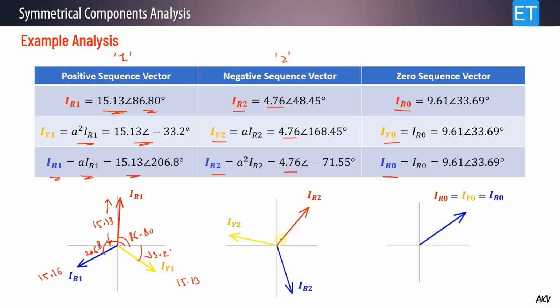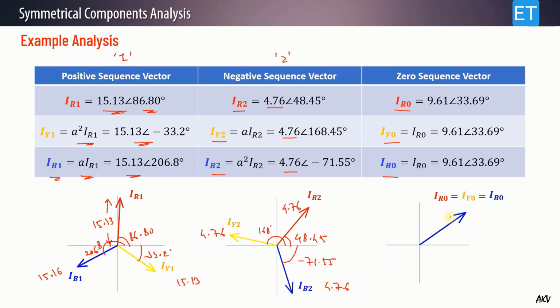Similarly, in the negative sequence vectors, IR2 is 4.76 and its angle is 48.45. Then IY2 is 4.76 and its angle is 168, so the magnitude is the same. And this blue one is at minus 71.55, with magnitude 4.76.